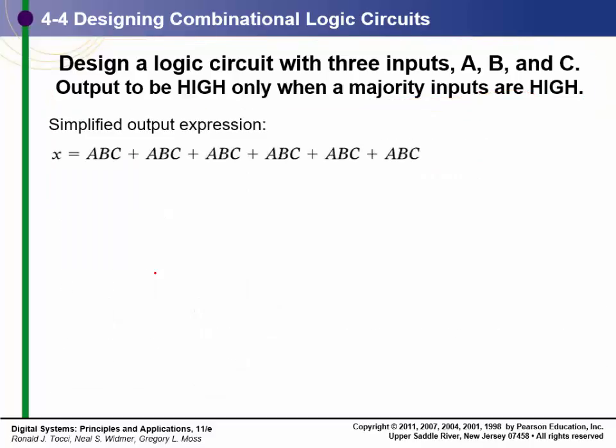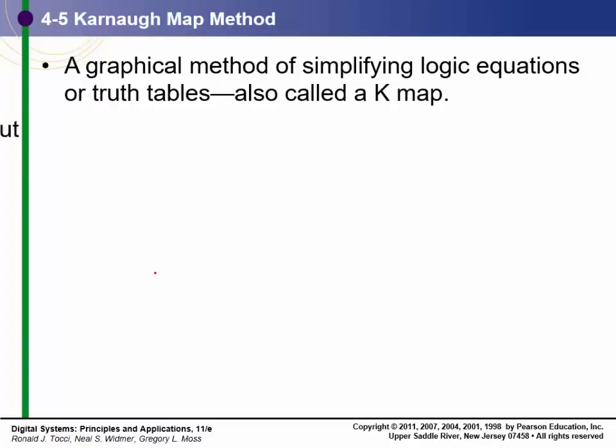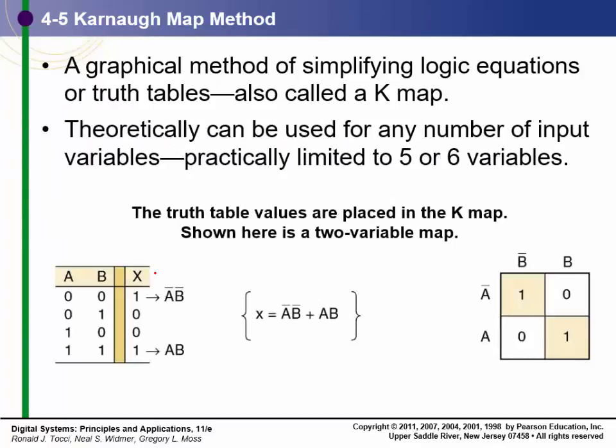All right, I'm going to simplify the expression. I'll put only the majority inputs are high. Right there. This shows the circuit after factoring. Right there. All right, now we get into the Karnaugh map. That's what I talked about the other day, and I'm going through it a second time. And I'm going to go through the slides that I didn't have the other day.